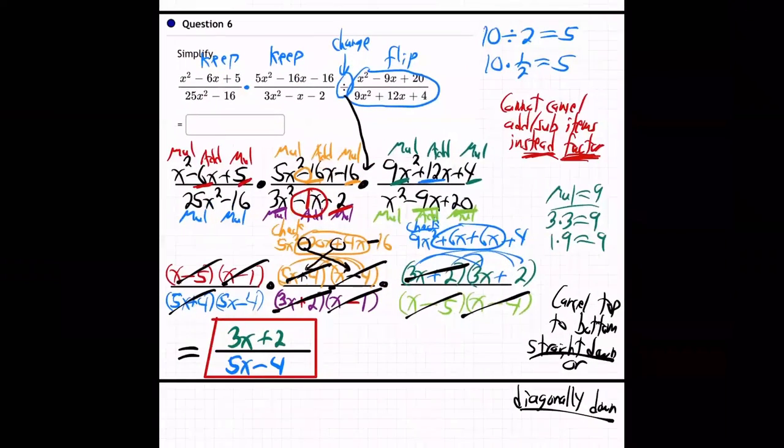So recapping, what did we do? From the beginning, we had a divide. Whenever you have a divide, you change that to multiply and you flip the fraction on the right of it. So we flipped that guy. The other two fractions, we keep the same. And then we had 6 factoring problems. We had to factor all of those very carefully, checking all of our factors. That was the lion's share of the work. And then once we got that done, we canceled straight down and diagonally down, top to bottom. And all that was left were those two. And so there we go.